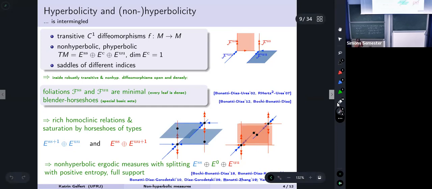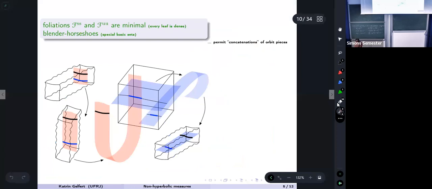Studying partially hyperbolic C1 diffeomorphisms is very complicated. And even if you assume these properties to be satisfied, let me just give a glimpse of the properties we use in our constructions, for example to prove some of the theorems that I would like to show. The fact that the strong foliations are minimal permits a concatenation of orbit pieces. Here this is just a picture of one of the proofs that we use.